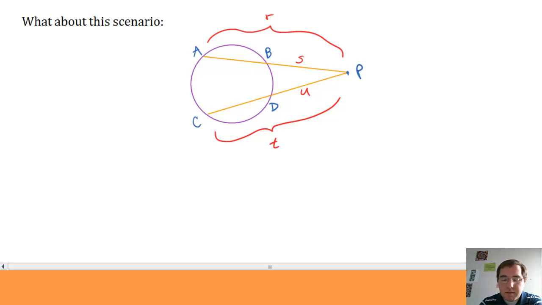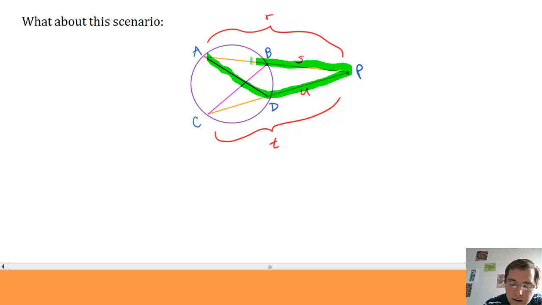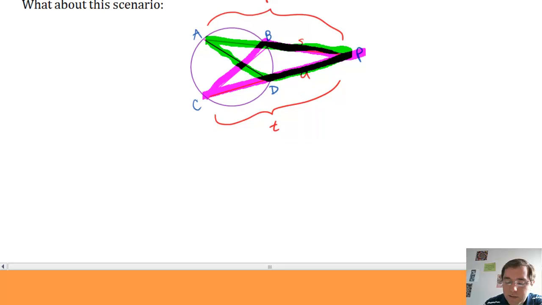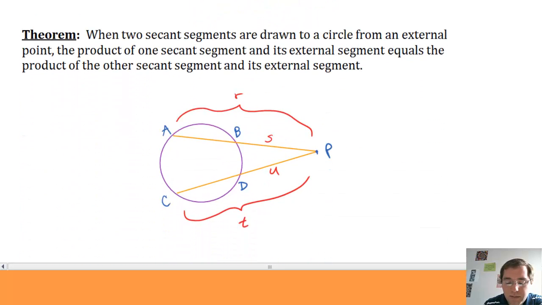Turns out we could form similar triangles here by drawing AD and BC. This time our similar triangles are ADP and CBP. Those turn out to be similar triangles, and so we can set up a similar relationship as before.